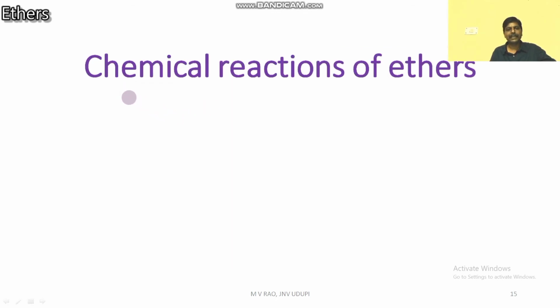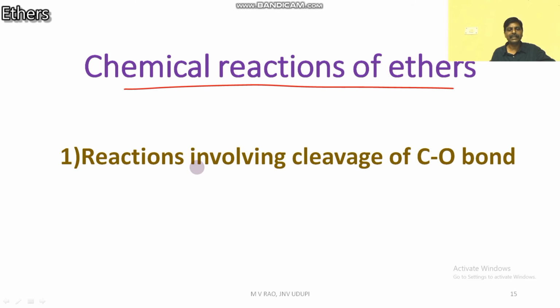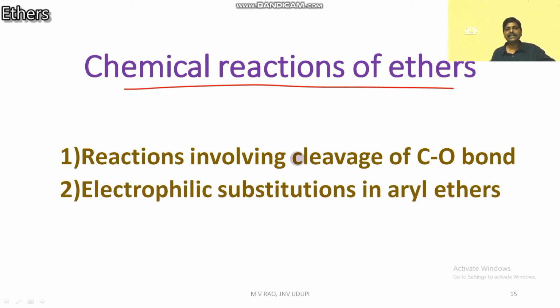Next topic is chemical properties of ethers. The main reactions are those involving cleavage of the C-O bond. You take ROR, and see how to break this bond. So this is the first type of reactions. The second type of reactions are mainly in anisole.